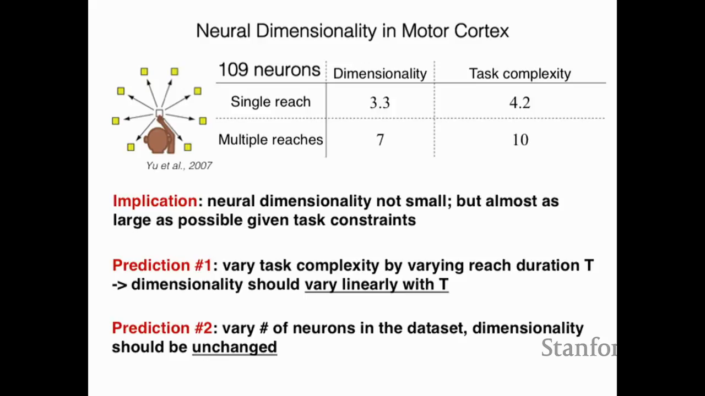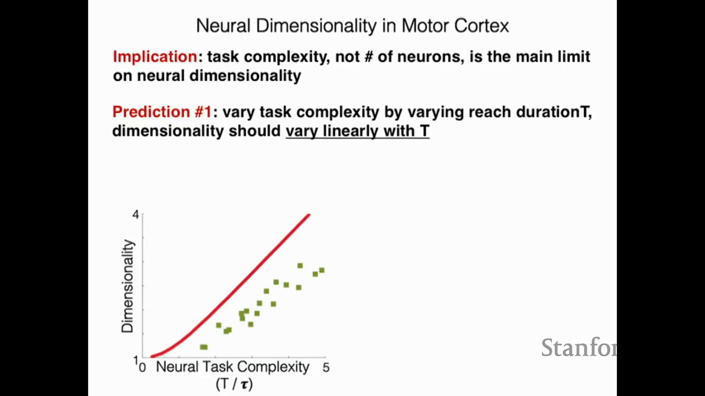Prediction number two, the number of neurons in the data set is kind of irrelevant in this case. If you vary the number of neurons in the data set, the dimensionality should roughly be unchanged, right? Because it's the complexity of the task that's limiting the dimensionality. So it doesn't really matter that you measured 100 neurons. If you reduce the neuron count, you shouldn't change the dimensionality.